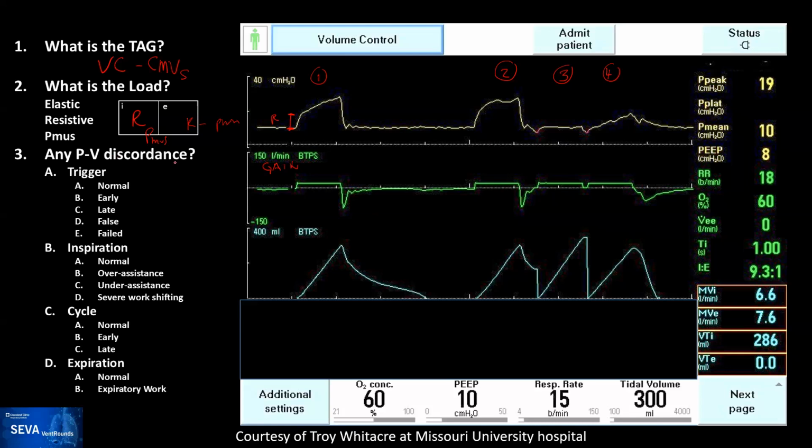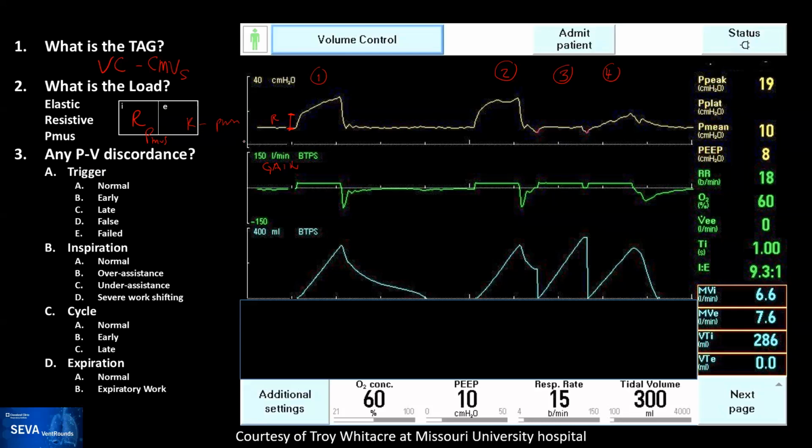And so then we move to patient ventilator discordance. Let me see what people put. So they took the trigger as late, normal cycle, inspiration shows work shifting, triple triggering, and PMOS. All right.